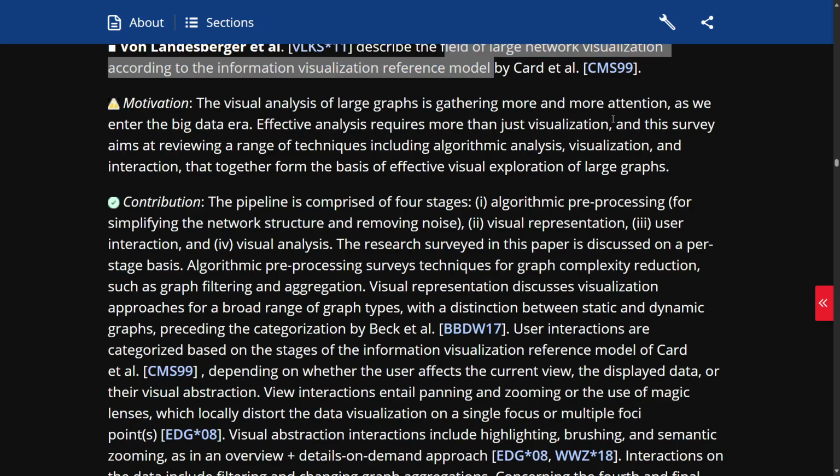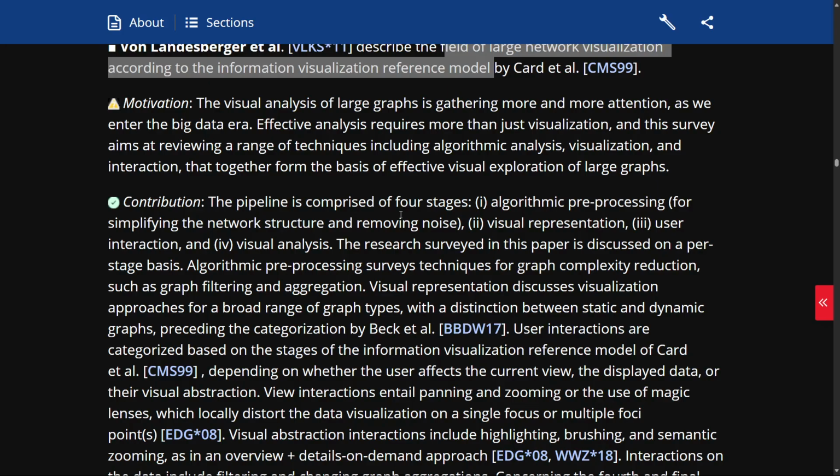Contribution: the pipeline is comprised of 4 stages. 1. Algorithmic preprocessing, for simplifying the network structure and removing noise. 2. Visual representation. 3. User interaction. And 4. Visual analysis. The research surveyed in this paper is discussed on a per-stage basis. Algorithmic preprocessing surveys techniques for graph complexity reduction, such as graph filtering and aggregation. Visual representation discusses visualization approaches for a broad range of graph types, with a distinction between static and dynamic graphs, following the categorization by Beck et al., BBDW17.